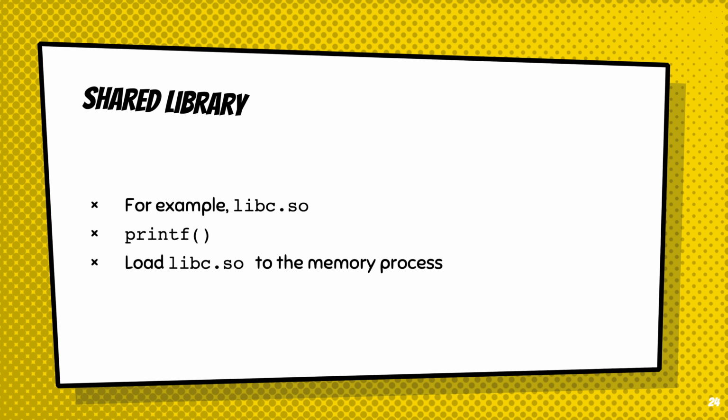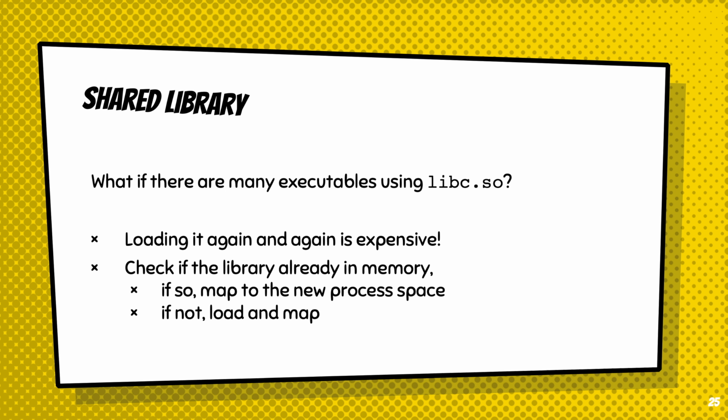For example, suppose that we have an ELF executable which requires the function printf. Printf is in the library libc.so, which is a shared library. So in this case, the dynamic linker will load libc.so into the process memory. You may ask, what if there are many executables using libc.so? Does it mean that the linker has to load this library again and again and again?